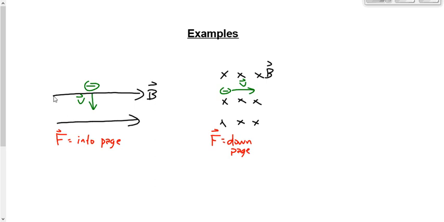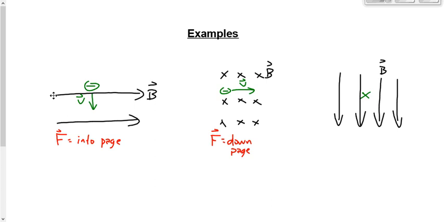Let's do another one. Let's say this time we've got a charged particle moving into the board, into the page. We've got an external magnetic field that's pointing this way. Are they perpendicular? Charged particle is going this way, magnetic field is this way. Are they perpendicular? Yes. Does this rule work? Yes. Okay, then let's do it.